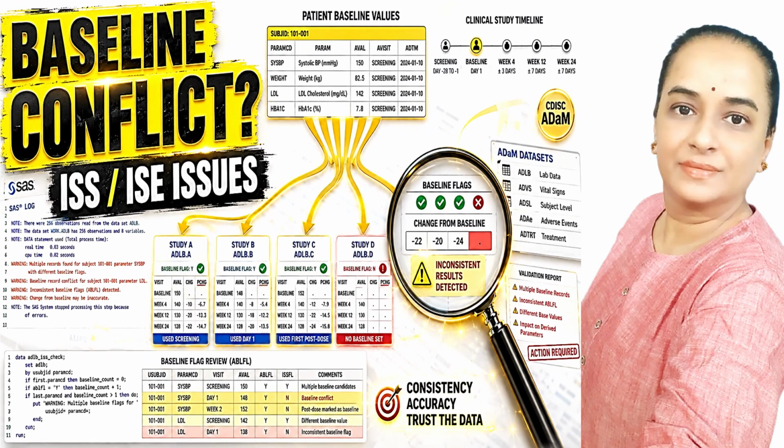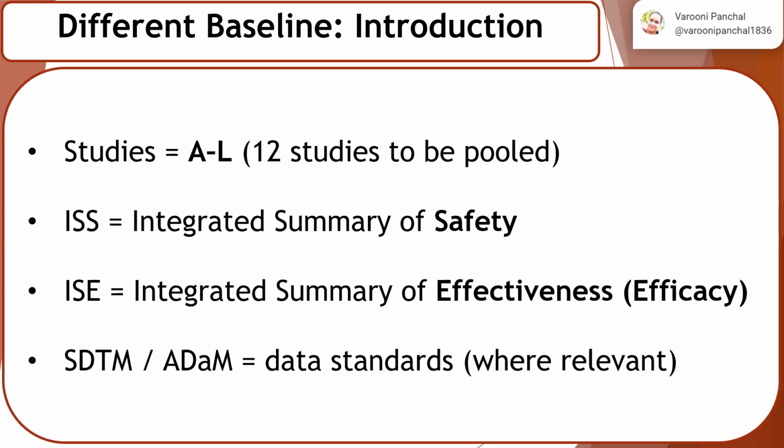SAS programming challenges in ISS and ISE studies having different baseline values. Introduction. We'll consider 12 studies to be pooled from A to L into one single ISS and ISE study. ISS is integrated summary of safety. ISE is integrated summary of effectiveness or efficacy. SDTM and ADaM data standards wherever relevant.